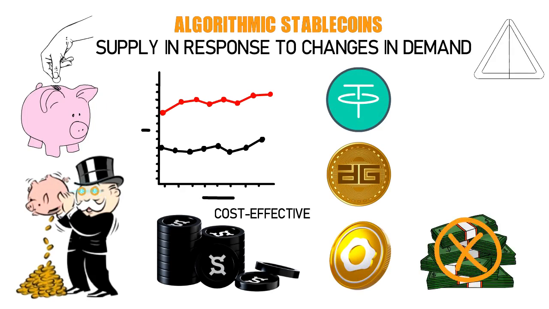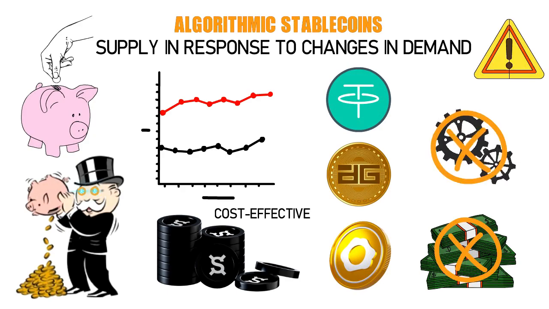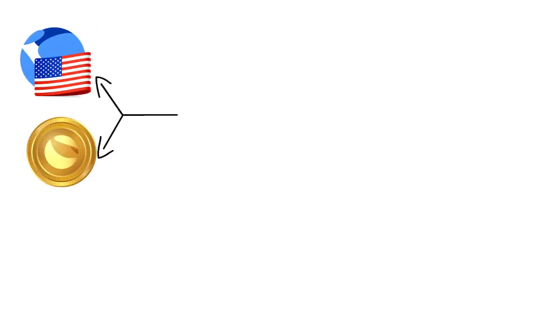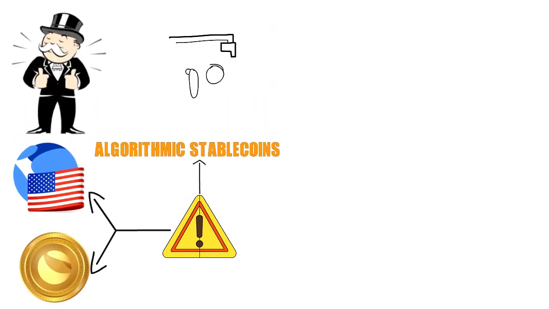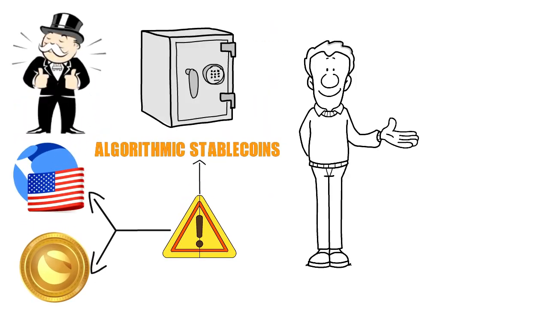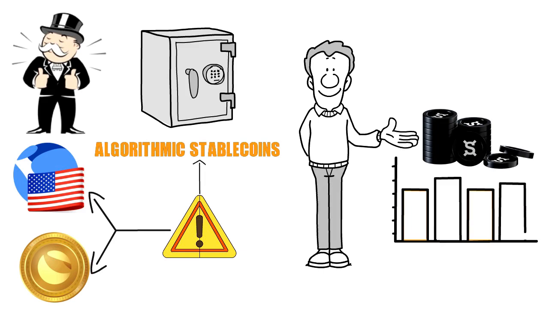However, algorithmic stablecoins can be risky because they rely on complex algorithms that may not always work as intended. For example, the issues with UST and Luna demonstrate the potential risks involved with algorithmic stablecoins, and more work needs to be done to ensure their safety and reliability. On the other hand, some algorithmic stablecoins like Frax have been performing well and maintaining their stability.